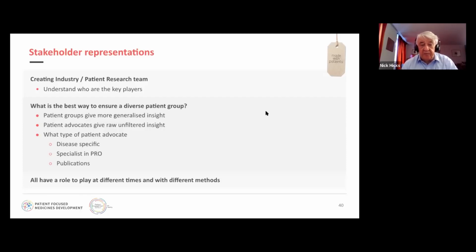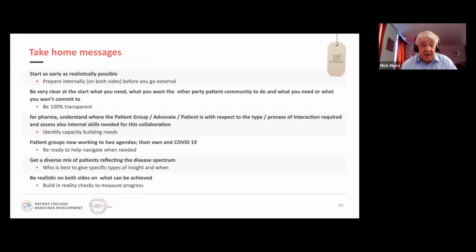Also, what's the specific type of expertise which is involved here? Do you need specific patient advocates with experience in PRO design, for example, or do you need some who have a greater understanding of just basic science? It really does depend. So do your planning first of all, going back to Iona's point, and work out who needs to be in that group and what you want them to do. And all have a role to play at different times and with different methods. The next slide, which is the summary slide.